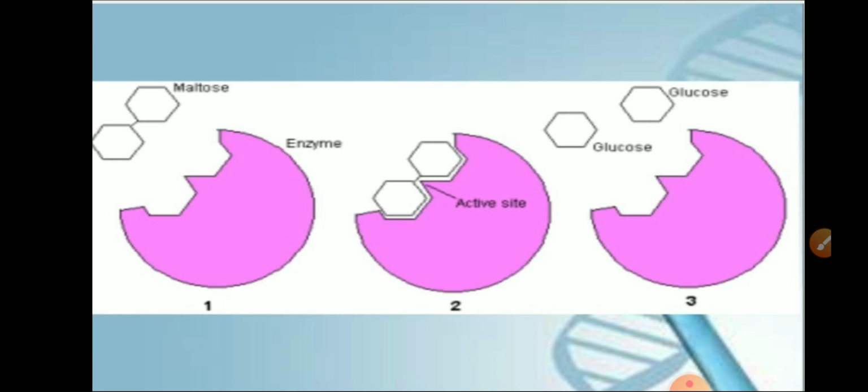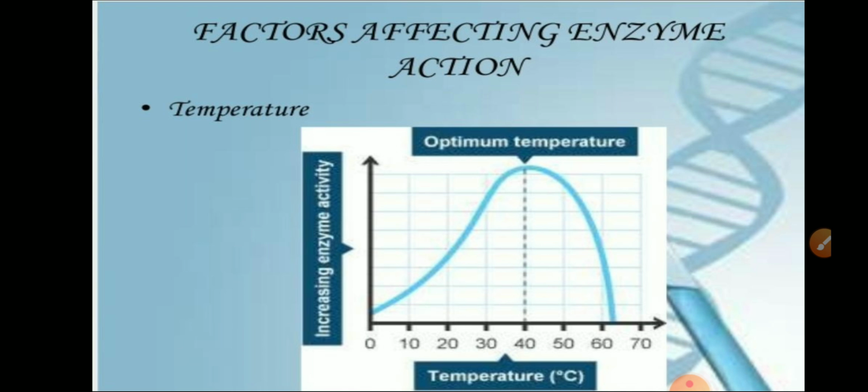substrate. As you are able to see in this figure, we have maltose. That is a substrate. When it binds to the enzyme, upon enzyme-substrate formation, it will release two products in the form of glucose, two molecules of glucose.